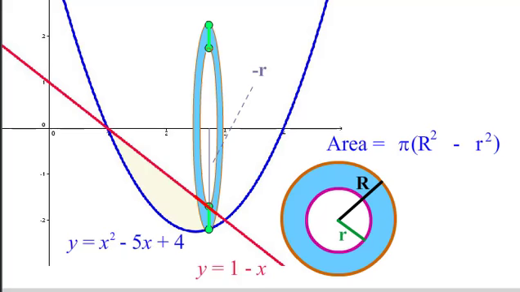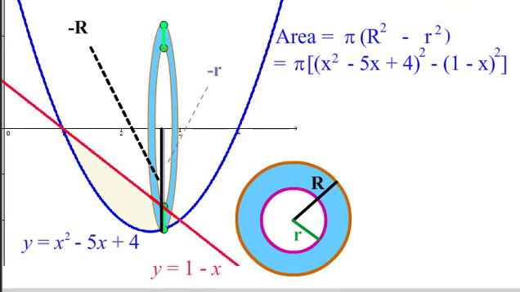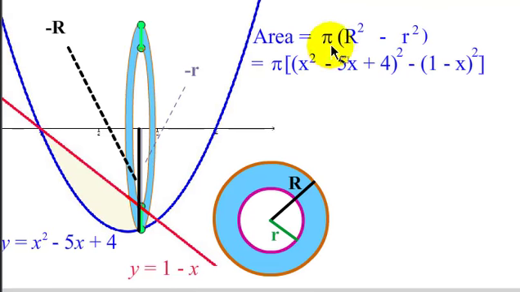And then for the capital R, that's going to be the distance from the x-axis to the parabola. And x squared minus 5x plus 4 will be negative. Since we're squaring, the negative goes away. It's just a technicality. So now I'm going to find the total area. And what we get is that the area is equal to pi times the larger radius squared minus the smaller radius squared.